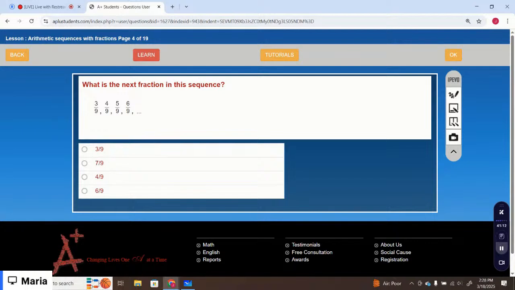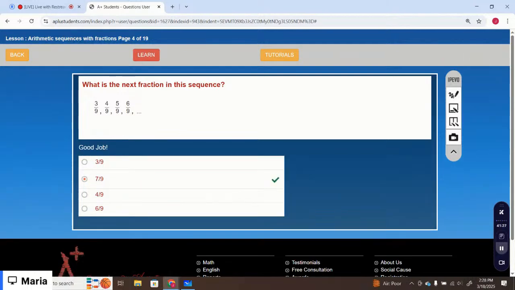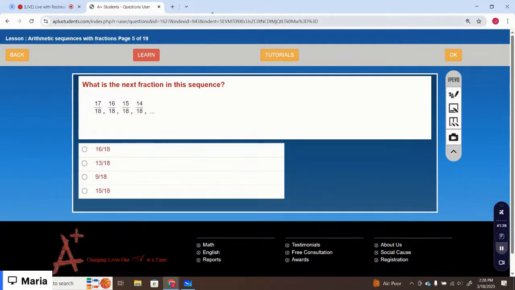What is the next fraction in the sequence: 3 by 9, 4 by 9, 5 by 9, 6 by 9. So they have the same denominator, just their numerators are increasing, so that would be 7 over 9. Option number 2 is the correct option.